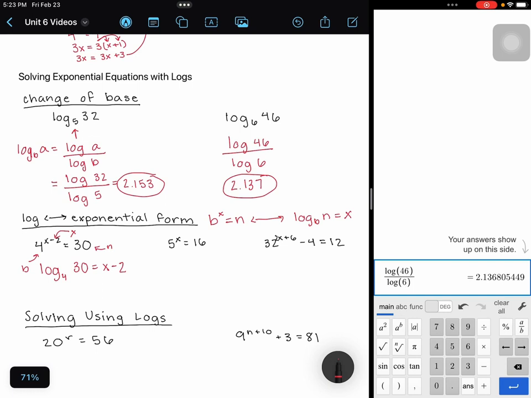So I'm going to do the same thing on the next one here. 5 is my b, x is the x, and 16 is the n. So I have log base 5 of 16 equals x. And for the last example, before I can label what things are, I need to isolate the exponential portion, or get this part by itself. So I'm going to add 4 to both sides.